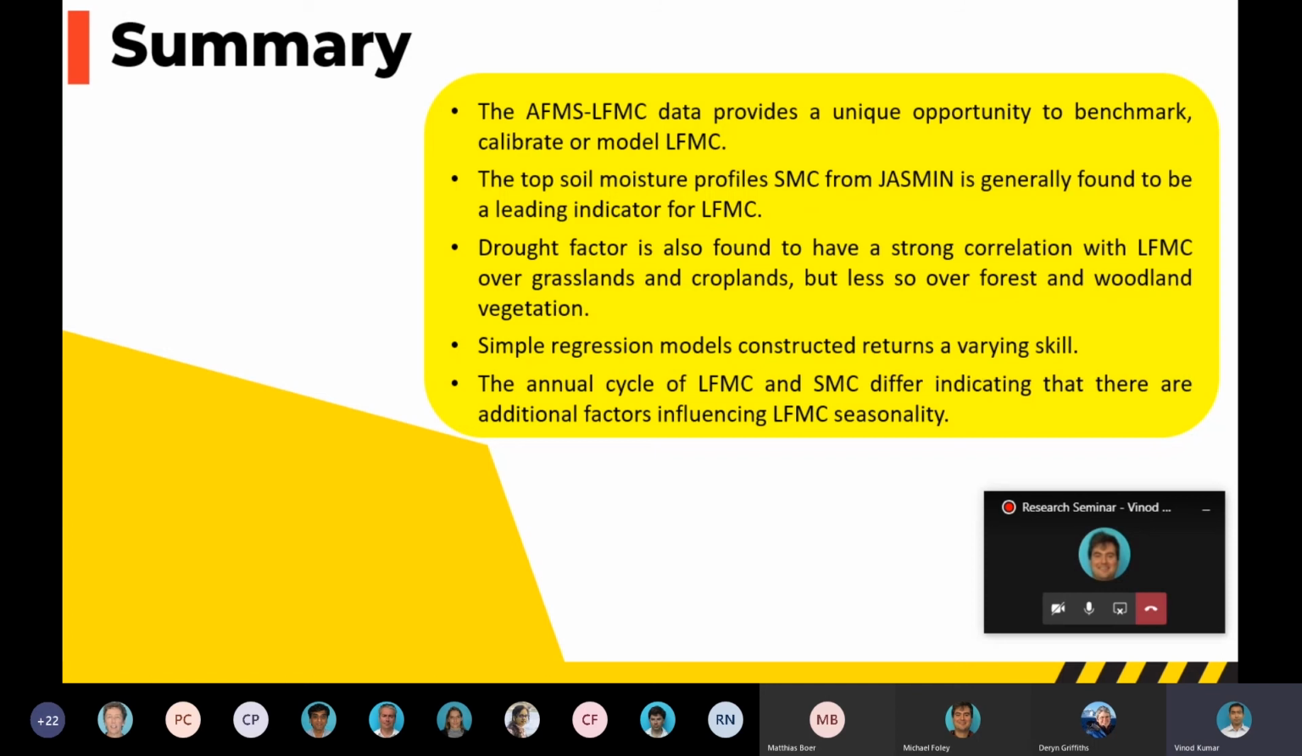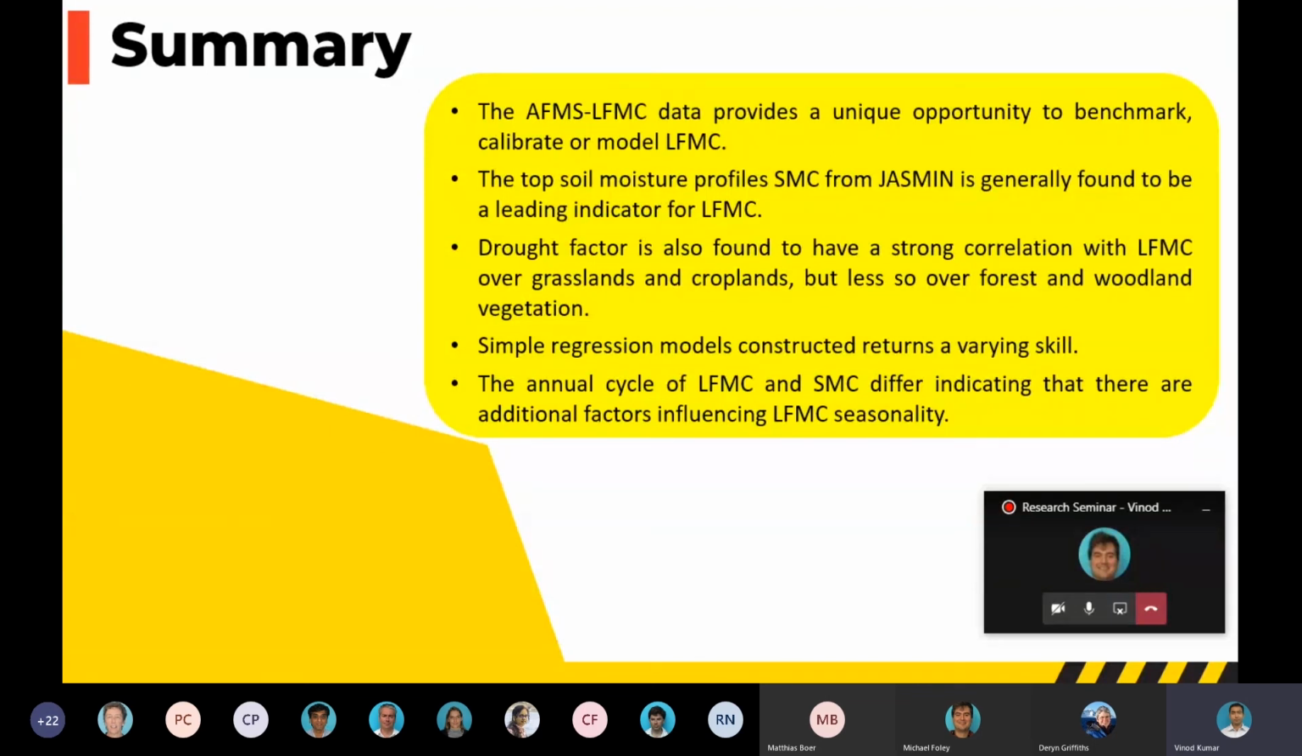So we constructed some simple regression models based on soil moisture content to predict the live fuel moisture content, and we found that the skill varies. The model where we consider an annual cycle of live fuel moisture content and soil moisture content provides a better skill, and it also indicates that there are additional factors, such as seasonality, that need to be taken into account if we want to get the live fuel moisture content dynamics correctly.